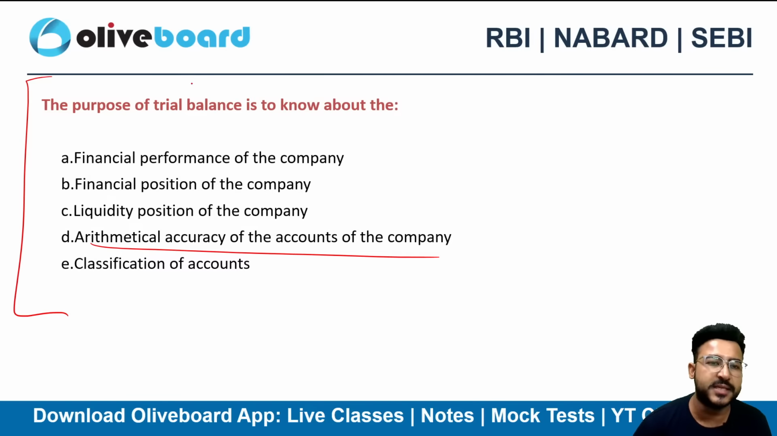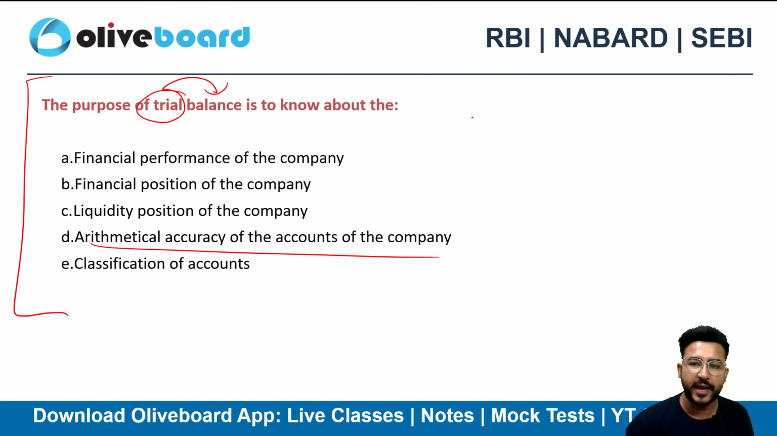Now the name says it all, trial balance. We are just trying to match the balance. The whole idea is whether the debit is equal to the credit or not. That's why we call it a statement which shows the arithmetical accuracy.